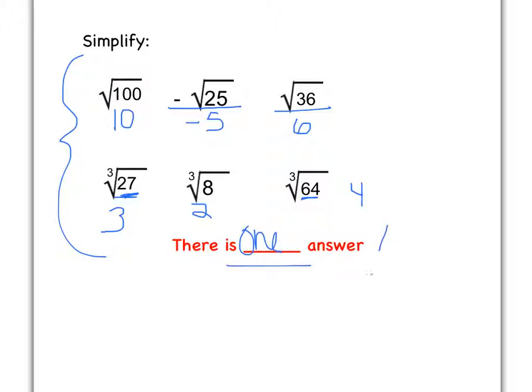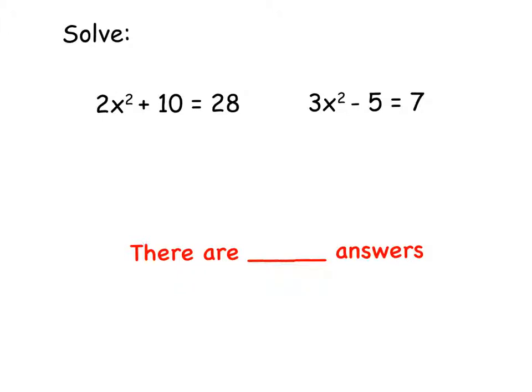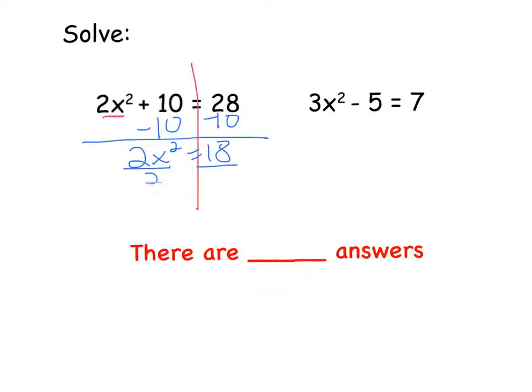Only one answer. All right, let's review how to solve square root equations. Here's the x squared that I need to isolate. I always get rid of whatever's furthest away from it. So we have to get rid of that addition or subtraction first. It says plus 10, so I'm going to subtract 10. So now I have 2x squared equals 18. It's multiplied, so I have to divide. So x squared equals 9. And then it's squared, so to undo a square, we have to take the square root.